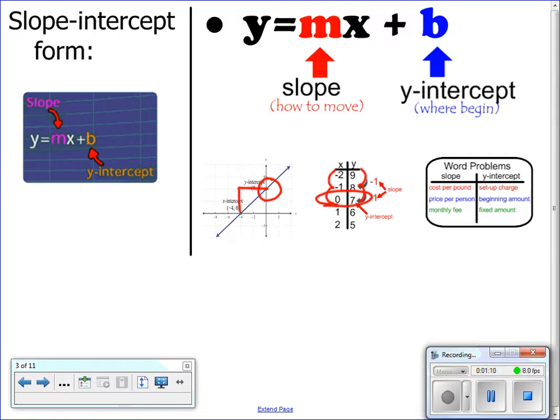In our word problems, the slope is the one that's like the cost per pound, or the price per person, or the monthly fee, something that keeps happening over and over. And our y-intercept is that one-time charge, that setup cost, that beginning amount. Okay, that's something we start with.